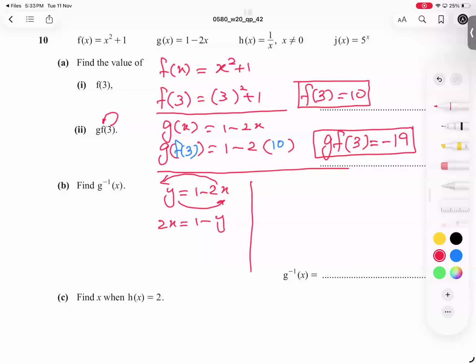Now this 2 is multiplying with x, so 2 will divide. I believe all of you are understanding well. After this, I have x as the subject, and then interchange. Interchanging means x becomes y and y becomes x. So I get y is equal to 1 minus x over 2. Now this is done, and this is called g inverse.